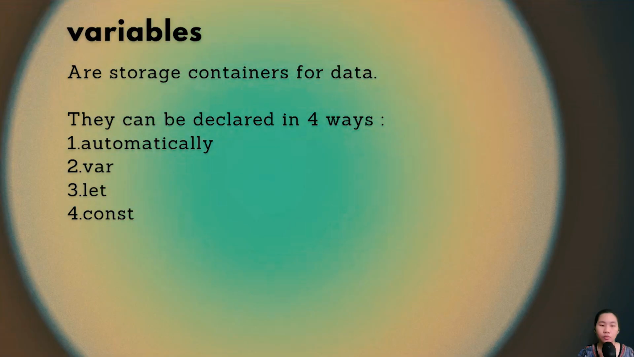First off, with variables, let's get to know them a little bit. Variables are basically storage containers for data. They can be declared in four ways. They can be declared automatically, so by default, without your help, through the var keyword, through the let keyword, and through the const keyword.